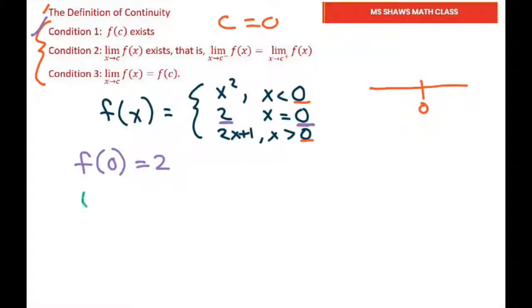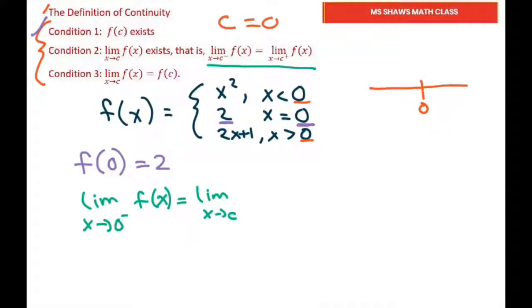Condition 2 means the limit as x approaches 0 from the left, that's our c, of our function, equals the limit as x approaches 0 from the right of our function. Basically, if you're looking at the graph, what is it getting close to, your y value, when x gets close to 0? Please notice that on the left side all the numbers are less than 0, and on the right side all the numbers are greater than 0. So that's what you test.